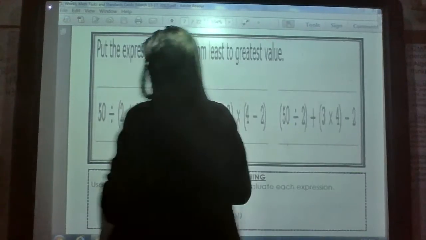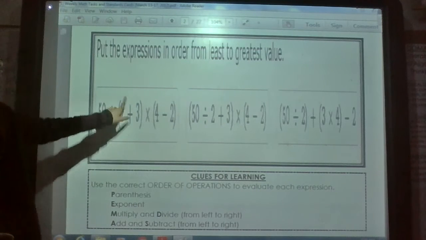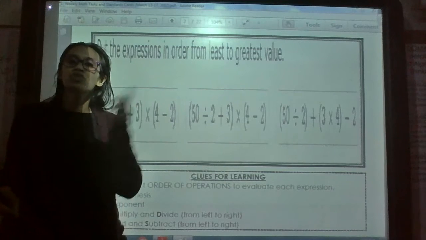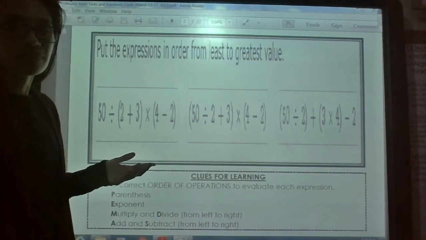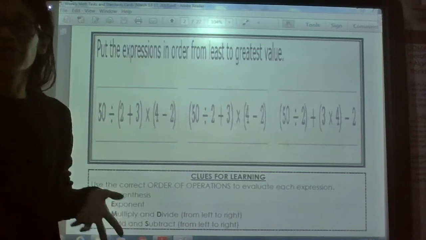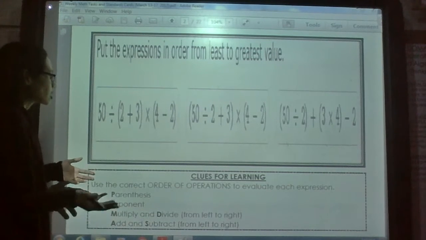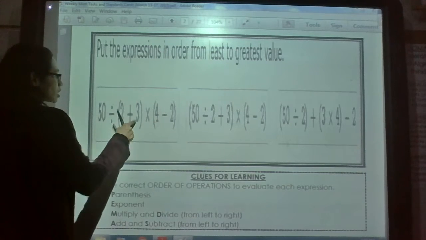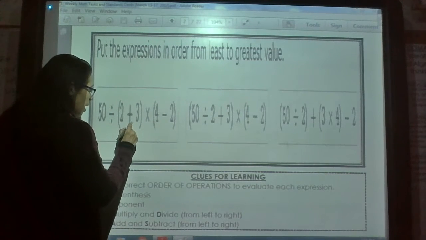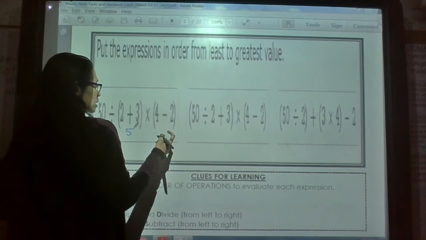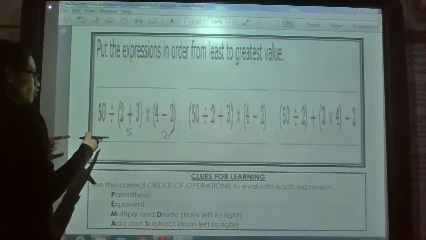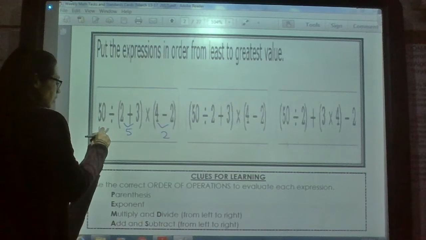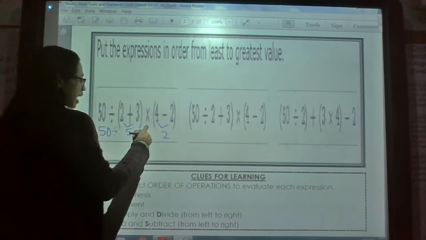The first one says 50 divided by (2 plus 3) times (4 minus 2). So what do we do first? Right here. What's in parentheses first? So where do we see that? All right, we see a parentheses right here and right here. Doesn't matter which one you do first. Let's do 2 plus 3, which is 5, and then 4 minus 2 is 2. And what I like to do, which you should do, is bring everything down. So that was for that, that's for that. Then now we have 50 divided by 5 times 2.